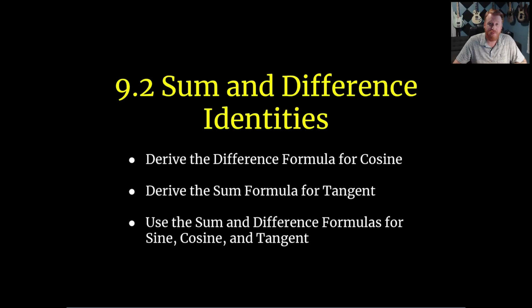Today we're going to be picking it up essentially from where we left off last time, talking about the fundamental identities, and we're going to start moving into some more different trig identities that we can use to simplify and solve problems. So today we're going to be looking at the sum and difference identities. So we'll see what they are.